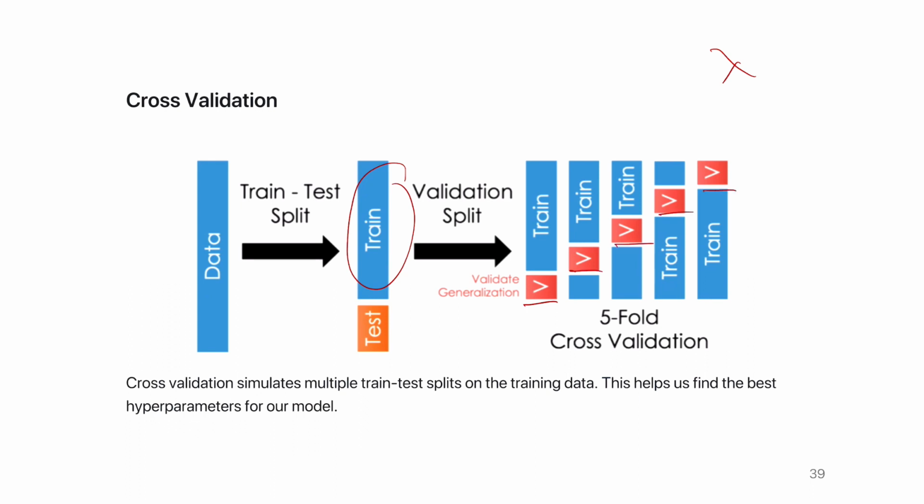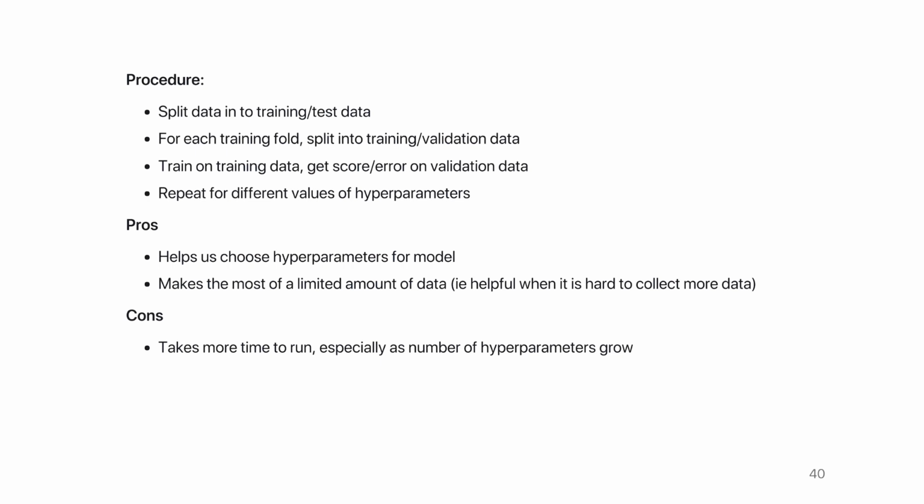And the whole point of cross-validation is to find the optimal lambda value. Okay, so as it mentions here, cross-validation simulates multiple train test splits on the training data, and it helps us find the best hyperparameters for a model. Okay, and we'll see how we do that. So the general procedure for cross-validation is we split our data into training and test data.